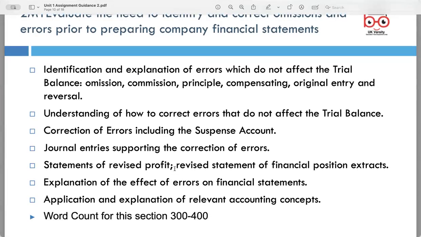identification and explanation of errors. You should identify and explain various types of errors that do not impact the trial balance, such as omission, commission, principal, compensating, original entry, and reversal errors. These errors may distort financial reporting if not corrected before preparing financial statements.